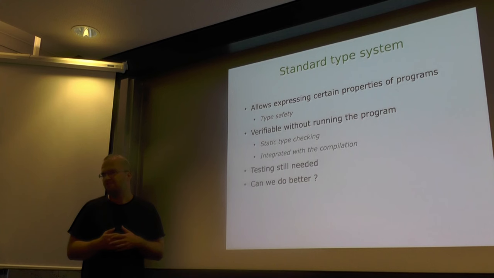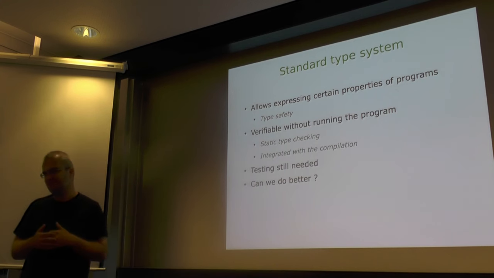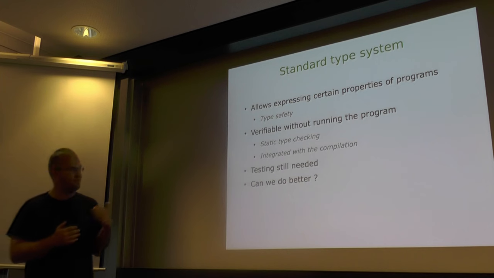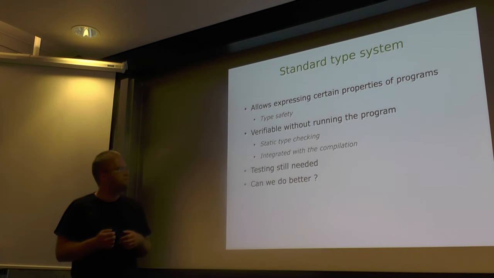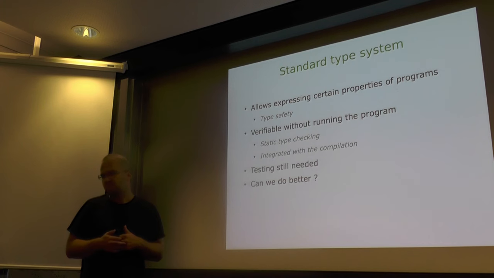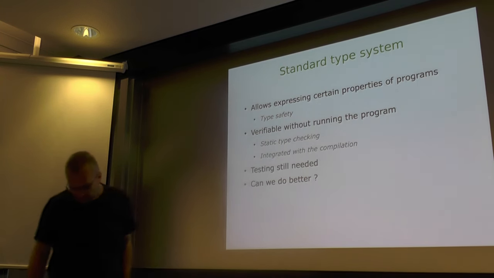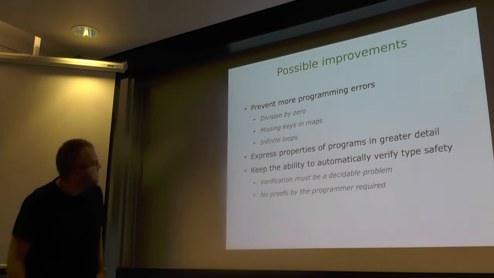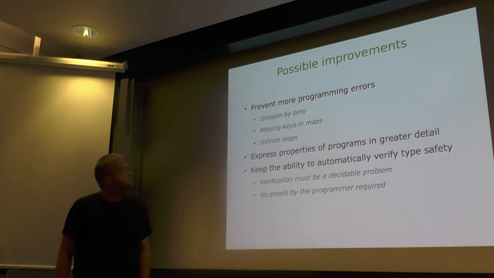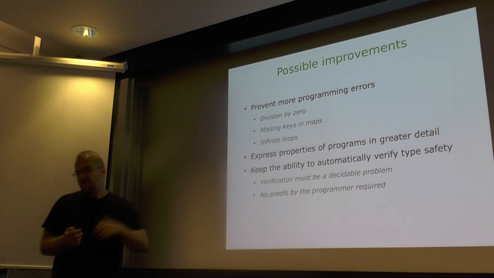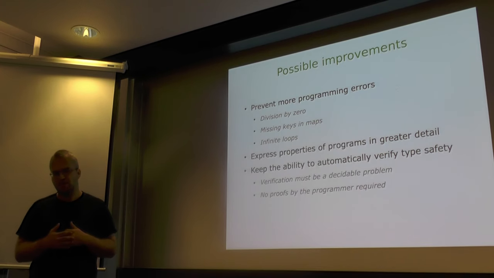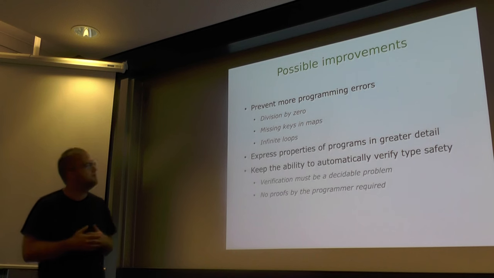One can argue that, of course, a type unsafe program is more likely to be incorrect, and that would be true, but still, there seems to be room for improvement. So, can we do better? Can we improve on those guarantees that type safety, or a standard type system, gives us? So what would we do? The whole idea of static type checking, or any kind of checking and testing, is to prevent errors, programming errors, right? Errors in the program.